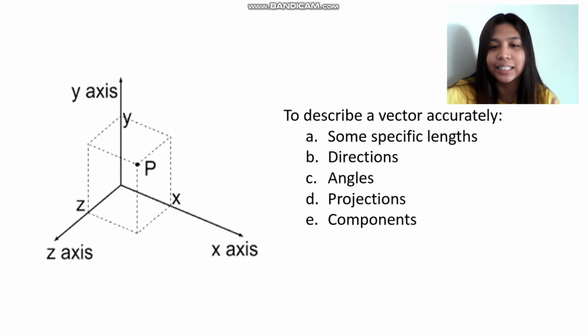Tapos, dito naman sa next, merong limang ways para ma-describe yung vector na accurately. Sinasabi dyan yung some specific lengths, direction, angles, projection, and components. I don't need to elaborate them kasi alam naman natin kung ano yung mga yan. Sinasabi lang dito na yung limang yan ginagamit or magagamit mo to describe a vector, para accurate yung pag-measure mo sa kanya.